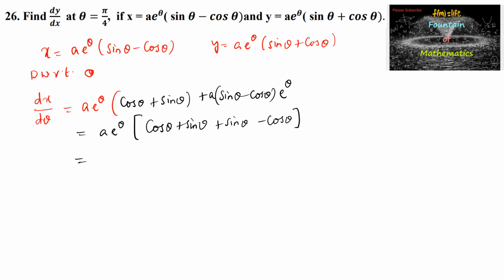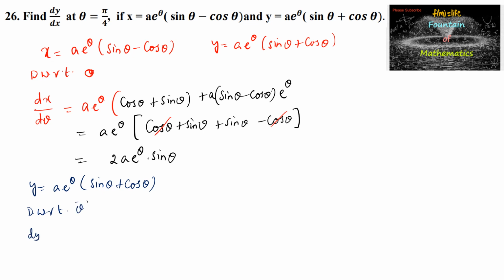So here cos theta gets cancelled. So we can write 2 times sine theta, that is 2a e power theta into sine theta, that is for dx by d theta. Now consider y is equal to a e power theta into sine theta plus cos theta. Let's differentiate with respect to theta.